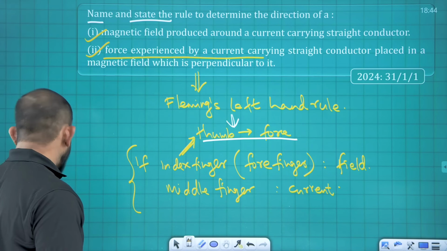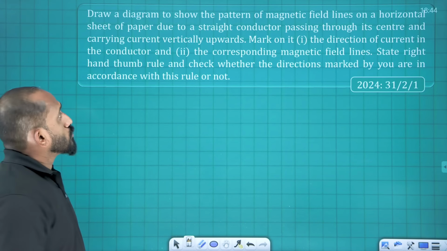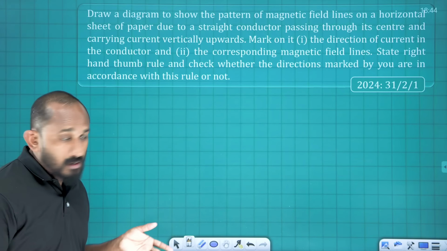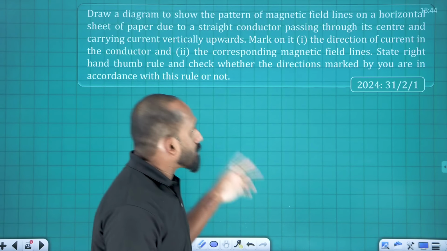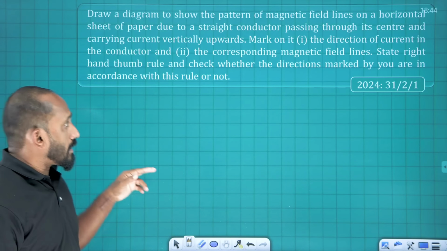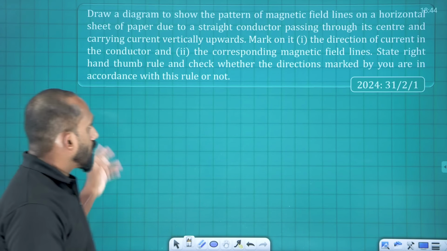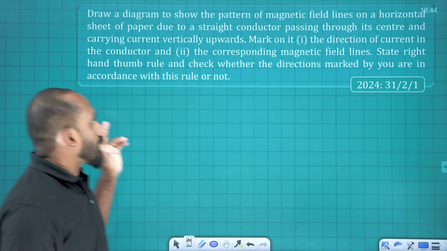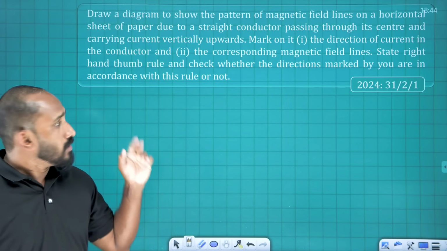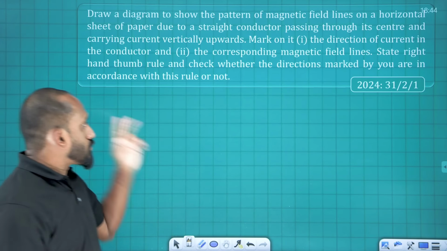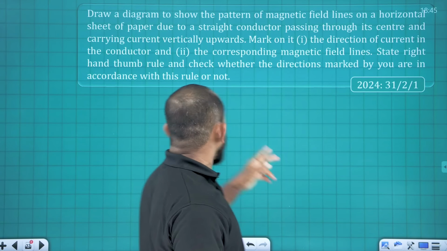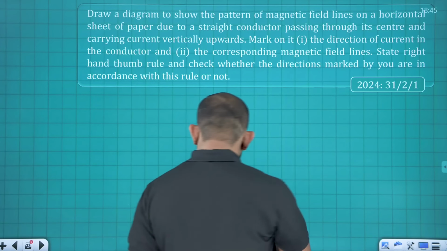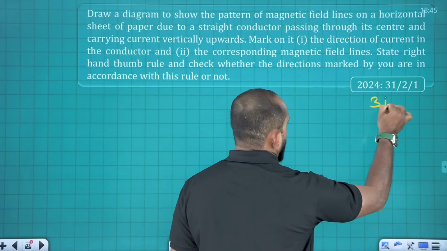Next question. Draw a diagram to show the pattern of magnetic field lines on a horizontal sheet of paper due to a straight conductor passing through its center and carrying current vertically upwards. Mark on it the direction of current in the conductor and the corresponding magnetic field lines. State right hand thumb rule and check whether the directions marked by you are in accordance with the rule or not. See, it's a 3 mark question, came in 2024. It's a 3 mark question.